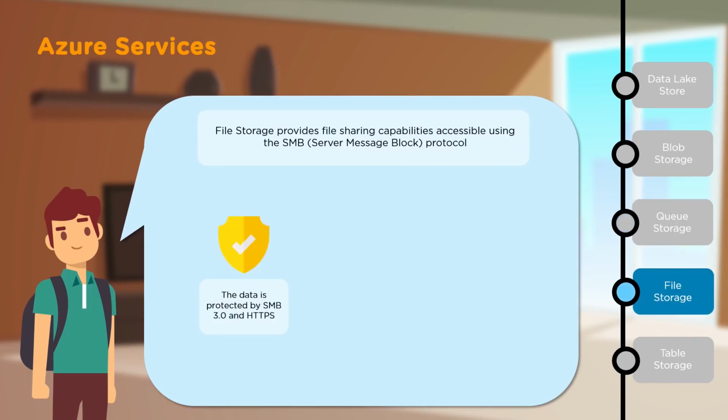Then we have File Storage. Now with File Storage, you can perform file sharing with the help of the SMB protocol or the Server Message Block protocol. Now this data is protected by SMB 3.0 and the HTTPS protocol.